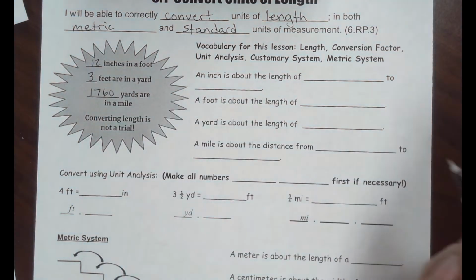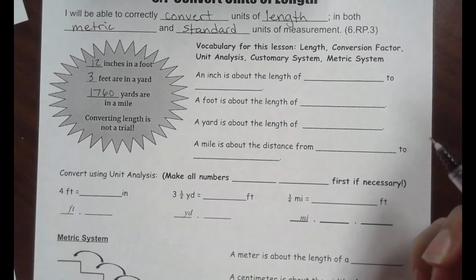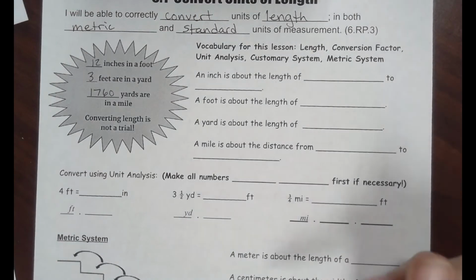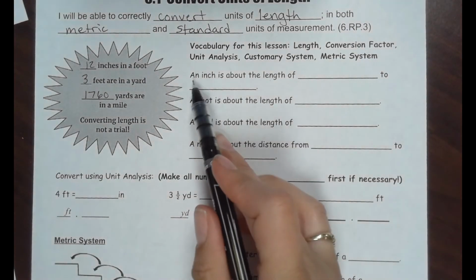1,760 yards are in a mile. Converting length is not a trial. If you can remember that, it will help you go through all of these. It's also helpful in real life to know just about how big each one of these is.